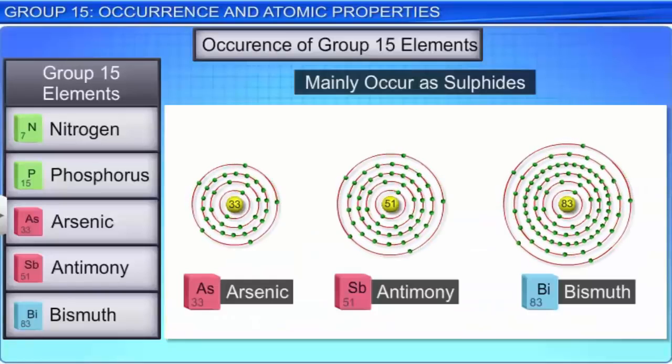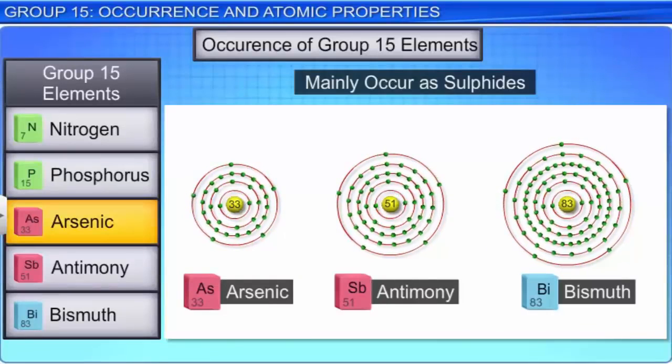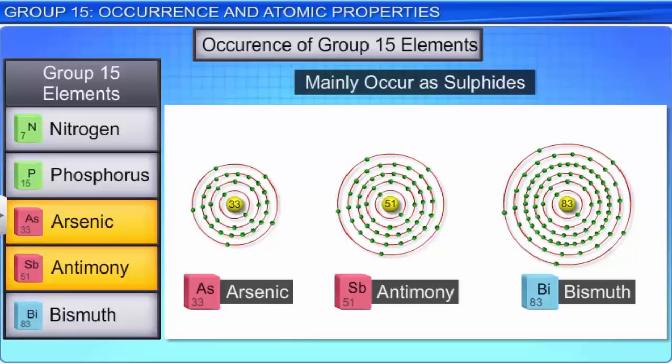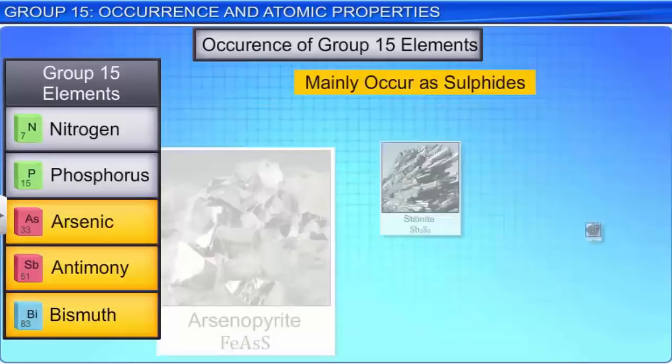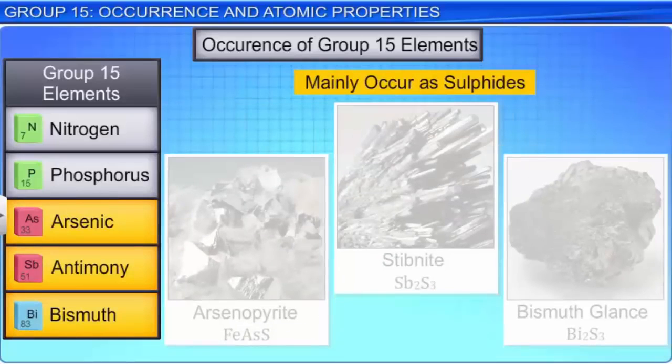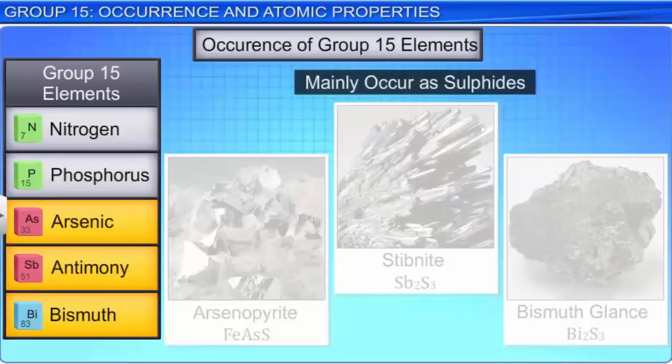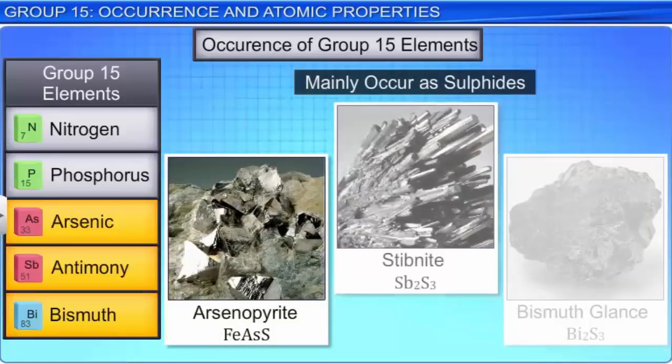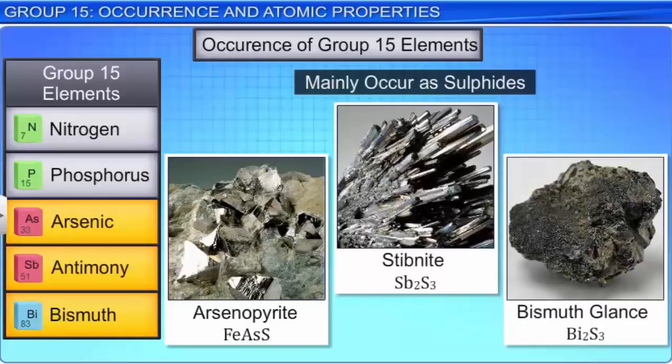The remaining elements of the group, that is arsenic, antimony, and bismuth, mainly occur as sulfides. For example, arsenopyrite, stibnite, and bismuth glance.